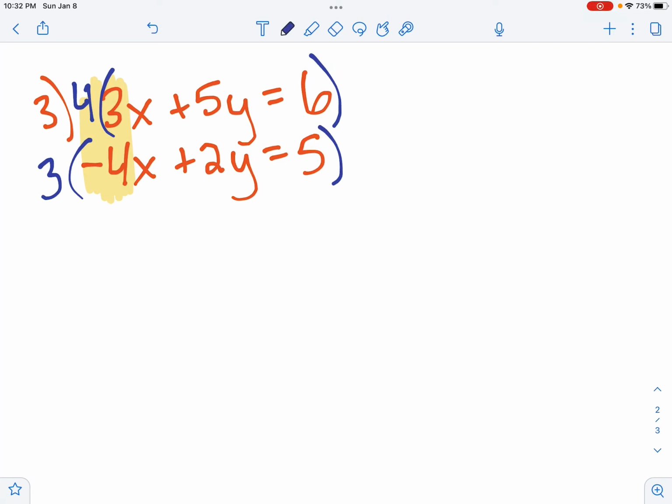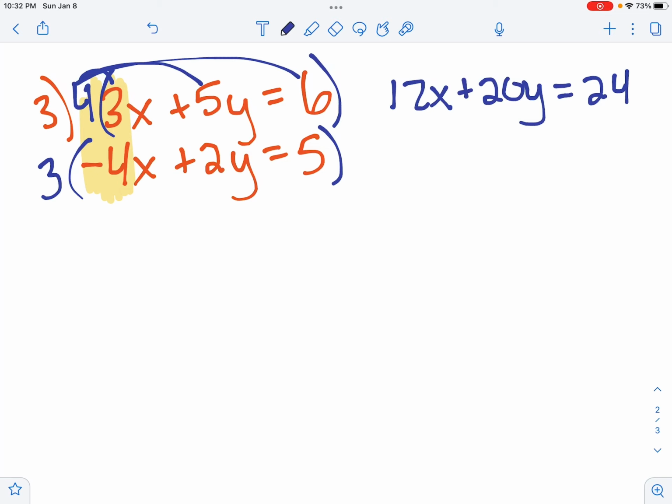So on the top equation, go ahead and multiply 4 through. So 4 times 3 is 12x. 4 times 5 would be plus 20y. 4 times 6 would be equals 24. Now multiply through the second one. 3 times negative 4 is negative 12x. 3 times 2 would be plus 6y. And 3 times 5 would be equals 15.